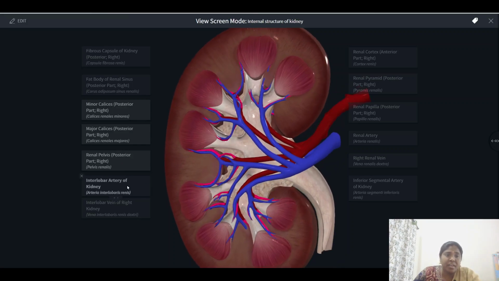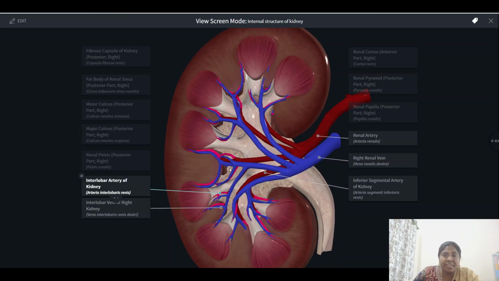Then we look at the interlobar artery of the kidney. These are the arteries. Can you see each and every one is supplied to the pyramid? Here there is an interlobar artery. Between each and every lobule we can see the blood supply. Then the interlobar vein of the right kidney. These blue colorations are called the veins.